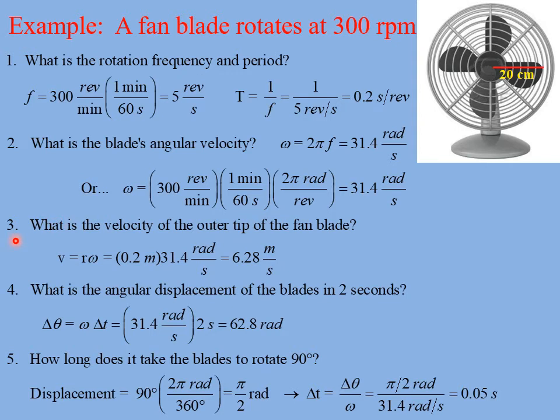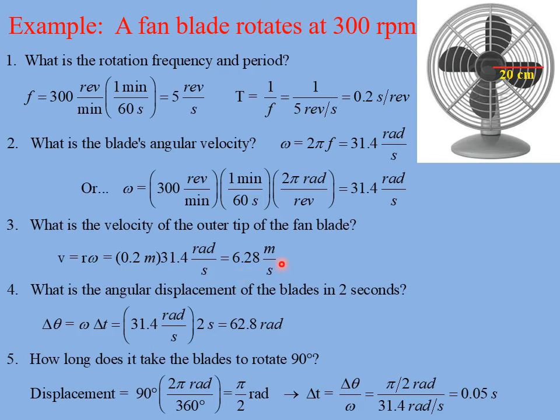What is the velocity of the outer tip of the fan blade? So again, we're going to refer to our equation from the previous slide. Velocity equals r times omega. R is 0.2 meters, right? Remember, this is in centimeters, so we convert that to meters. We know omega is 31.4 radians per second, and so we end up with 6.28 meters per second.